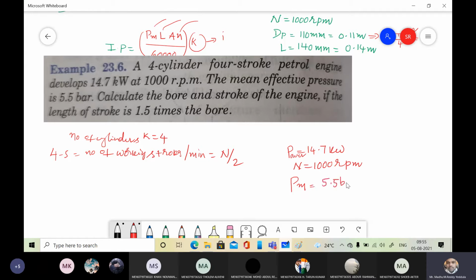So directly I am converting into Newton per meter square: 5.5 into 10 power 5 Newton per meter square. So what is asked? Calculate the bore and stroke of the engine if the length of the stroke is 1.5 times the bore, that is, L is equal to 1.5 times D. Yes or no? Right. It is a simple problem.